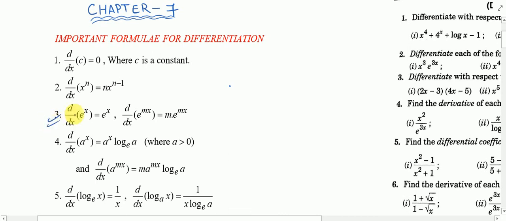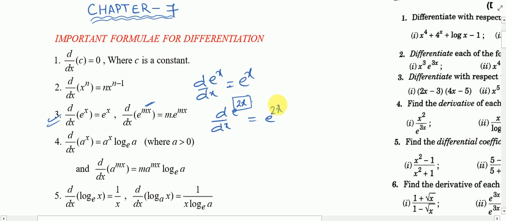Now see the third one. Differentiation of this e to the power x is always same, e to the power x only. Now if you have this e to the power, let's say 2x, of this type, m can be any number. Like here m is 2. So in that case, firstly you have to think that this is a single, same as x. Think for a while that that is e to the power x only. So you know e to the power something will give you that much only.